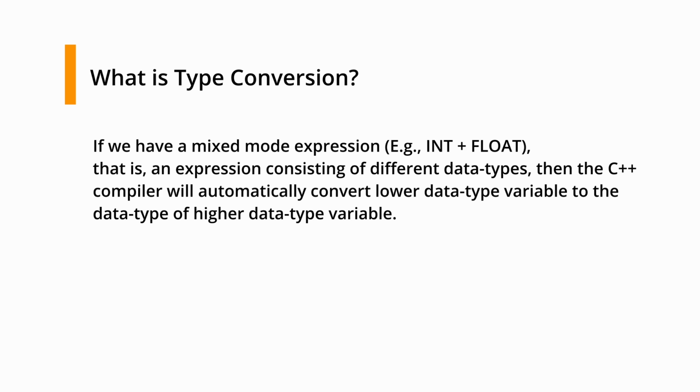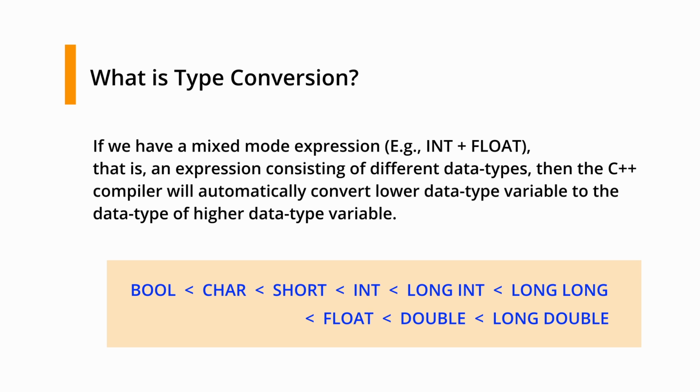I will repeat this. If we have a mixed mode expression, that is, an expression consisting of different data types, then C++ compiler will automatically convert lower data type variable to the data type of higher data type variable. I will explain this statement in detail, but before proceeding ahead, let's first understand what is lower data type and higher data type. Have a look at this diagram.